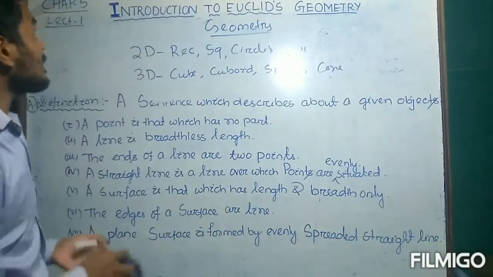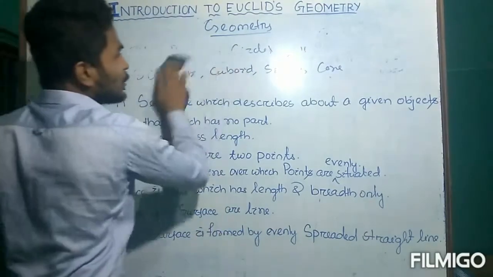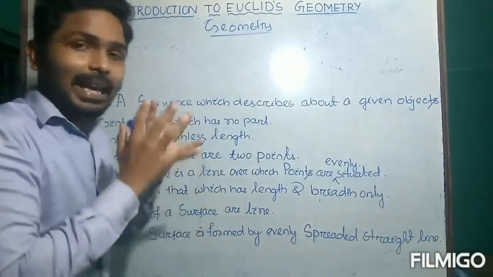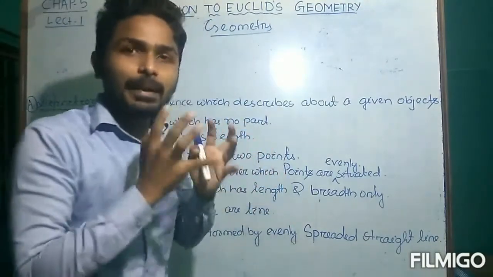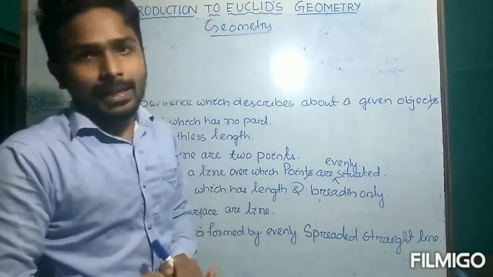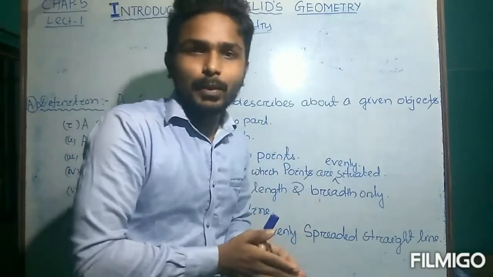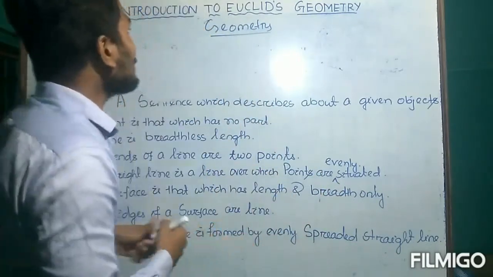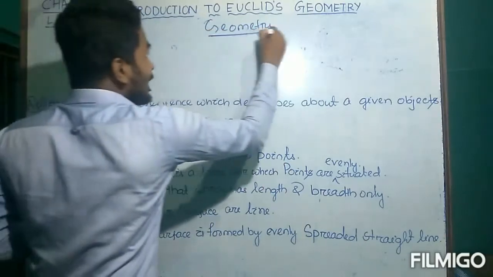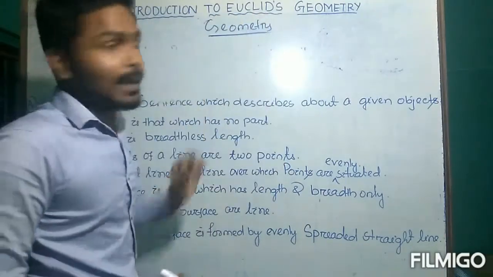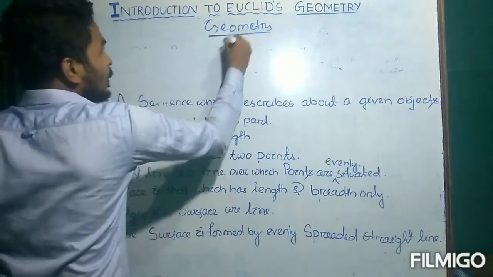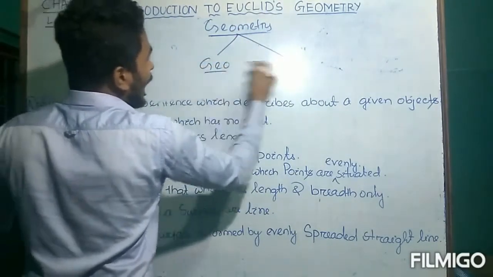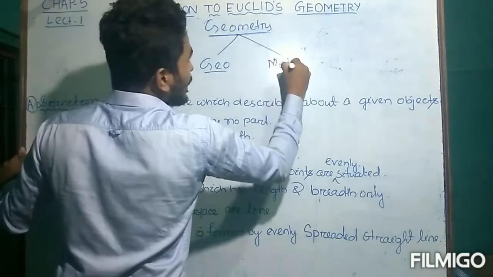So today we are going to discuss the introduction to Euclid geometry. Before that you have to get enough idea, the basic concept about geometry. So let us know what the basic concepts of geometry are and from where these concepts are taken. The word geometry is a Greek word. It is generated from two words, geo and metri.